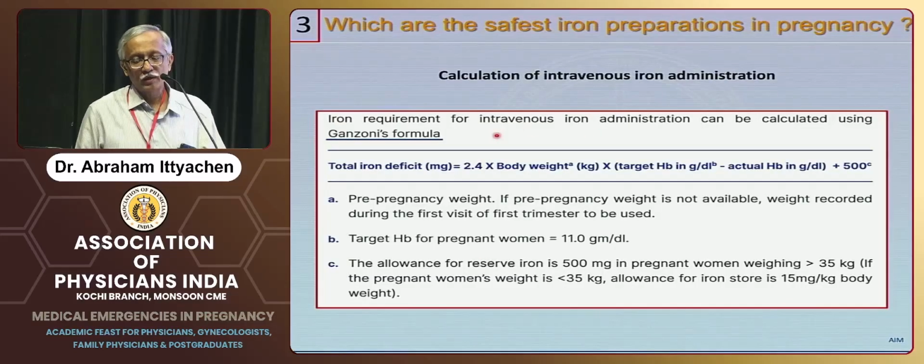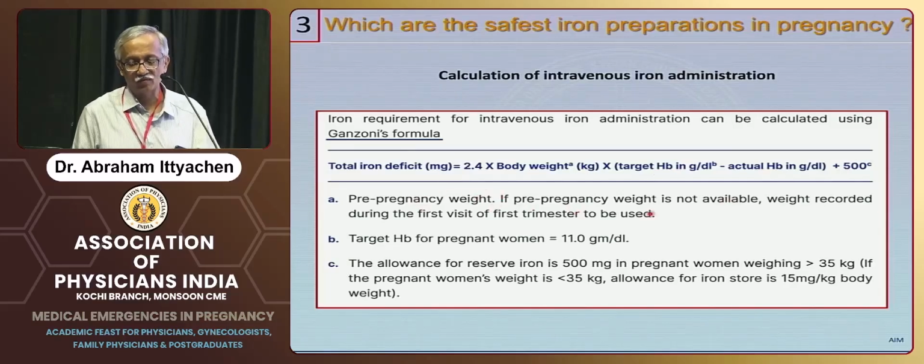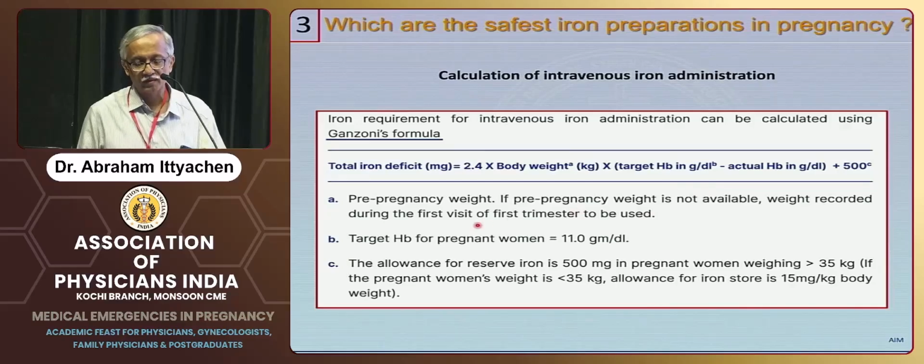Now, coming to the formula that we use, the Ganzoni formula, to calculate the total iron deficit in pregnancy: 2.4 into body weight into target hemoglobin minus actual hemoglobin, plus 500. Weight, the pre-pregnancy weight is taken. If you don't have a pre-pregnancy weight, you take the weight of the first visit as the weight, and target is for a hemoglobin of 11, and allowance for reserve is 500.